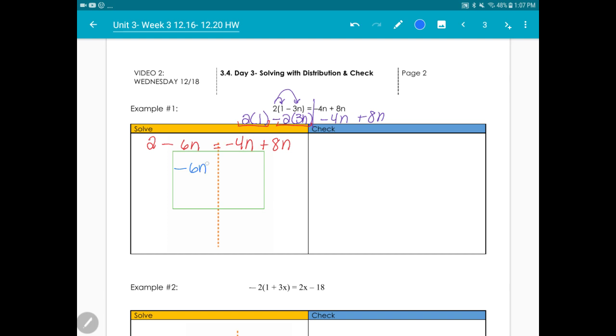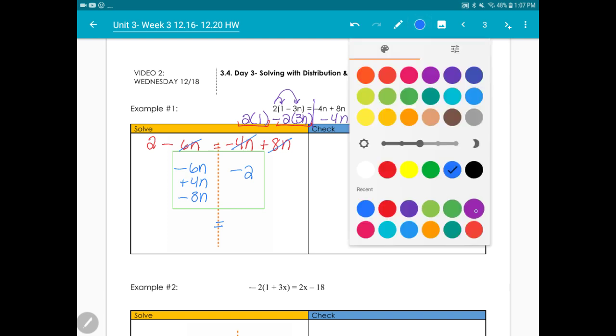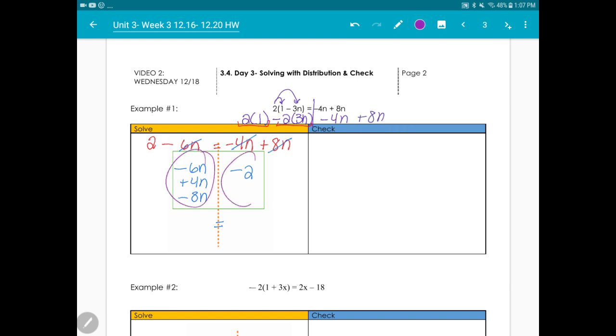All right, so when you grouped, you should have gotten this for your variables and negative 2 for your number side. Combine like terms. All right, so now we divide. And I get n is equal to 0.2.